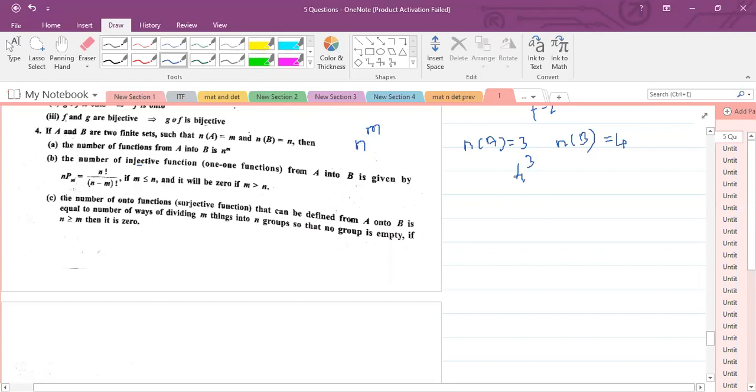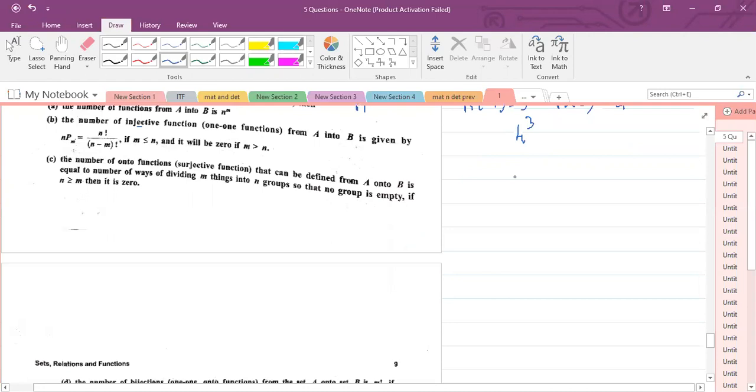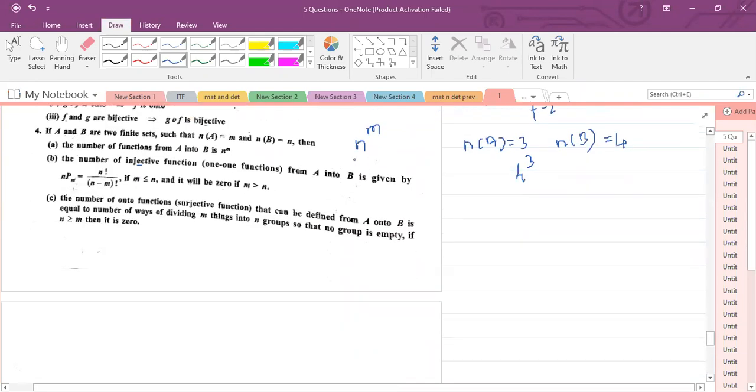Similarly, the next note: the number of injective functions, or one-one functions, from A to B is given by nPm if m is less than or equal to n. See here, only if m is less than or equal to n will one-one functions be defined. Otherwise, a one-one function will not be defined. Okay, so let me show how.